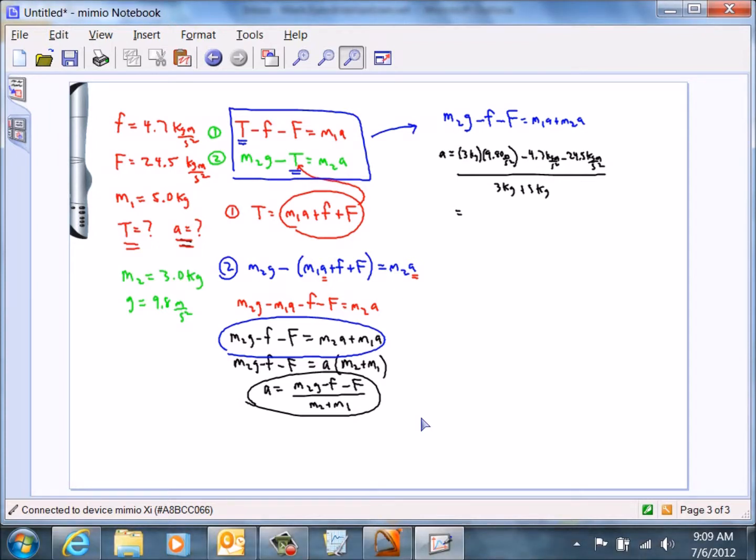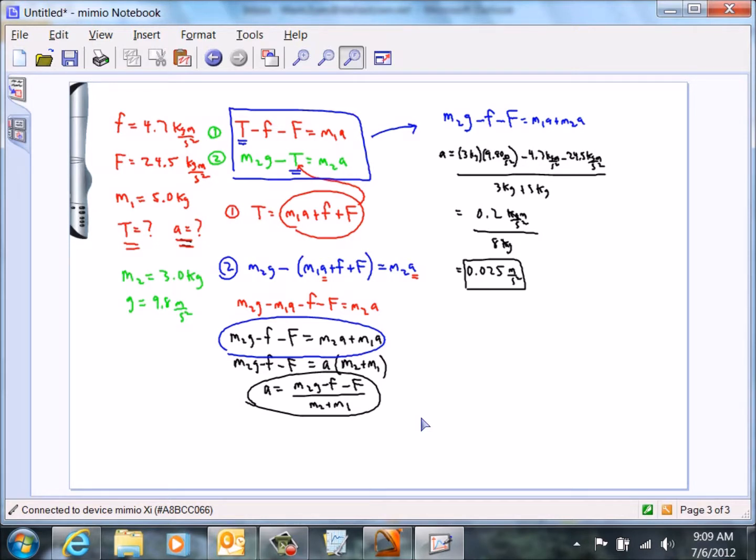All right, so plug in the numbers. On the numerator, we have 3 times 9.8 minus 4.7 minus 24.5. Numerator comes out to be 0.2 when you do the math. The units are kilogram meters per second squared. Divided by the denominator, 5 plus 3 is just 8 kilograms. So I'm left with 0.2 divided by 8. 0.2 divided by 8 is 0.025. And the units, the kilograms are going to cancel. I'm left with meters per second squared. All right, so A is equal to 0.025 meters per second squared.